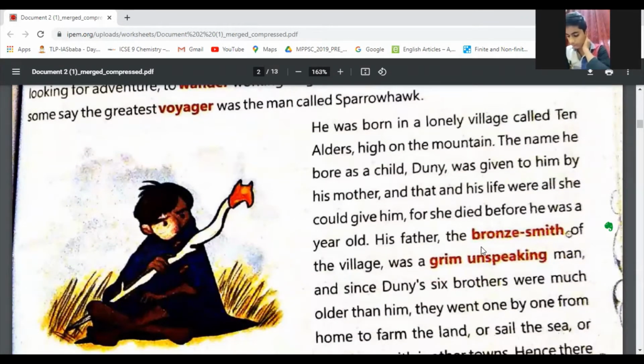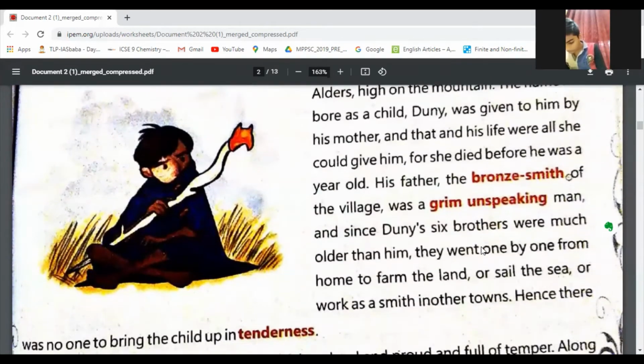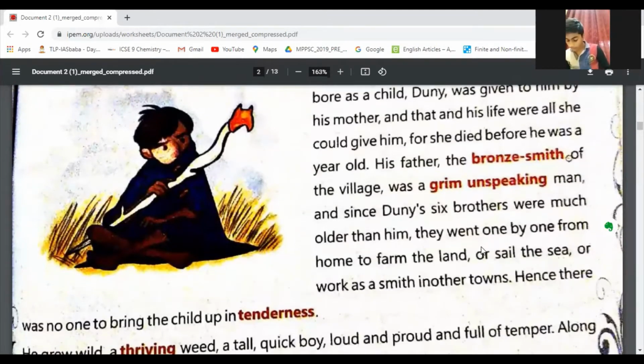was a grim, unspeaking man, and since Duni's six brothers were much older than him, they went one by one from home to farm the land, or sail the sea, or work as a smith in other towns. Hence they had to bring the child up in tenderness.